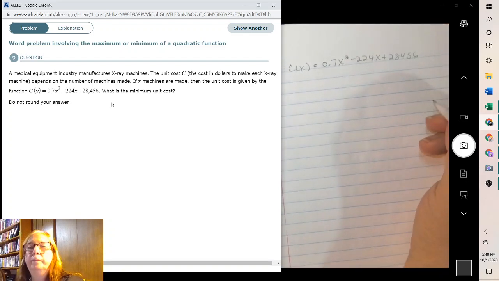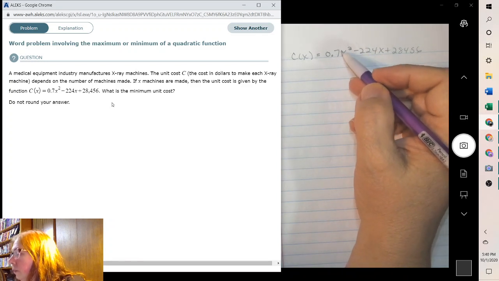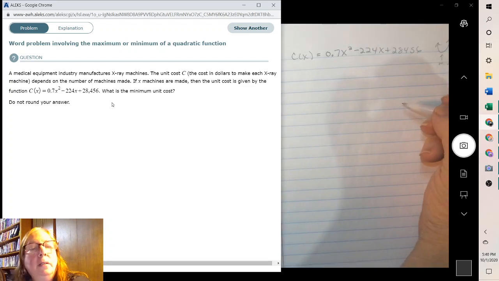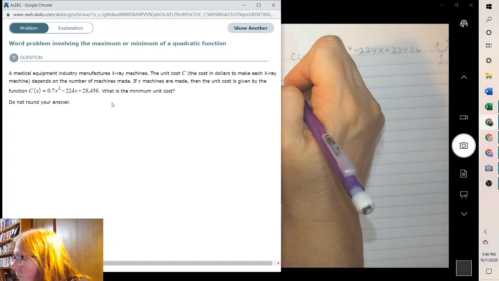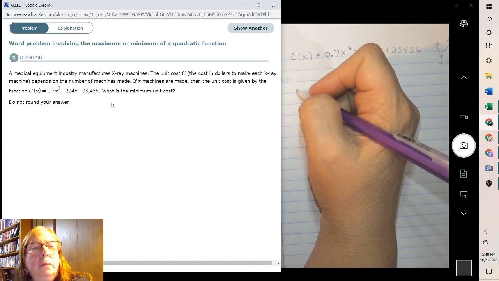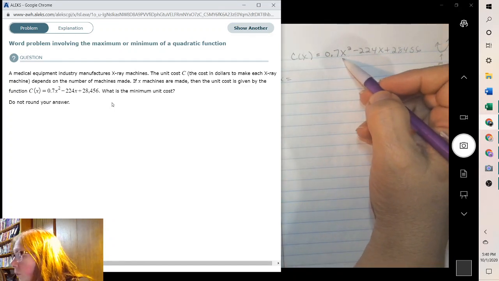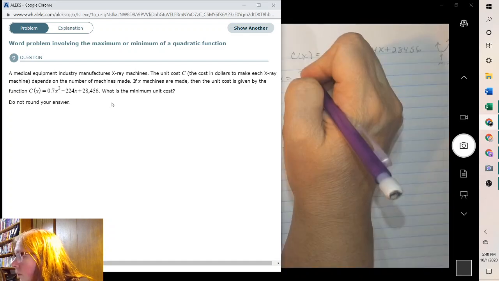we have this. We know it's a parabola because it's x squared, and we know it's going up because this is positive. So the minimum value would be the vertex. And they want us to find the minimum unit cost. What is the minimum unit cost? So to find the number of units that will give that minimum cost, you need to find the vertex.